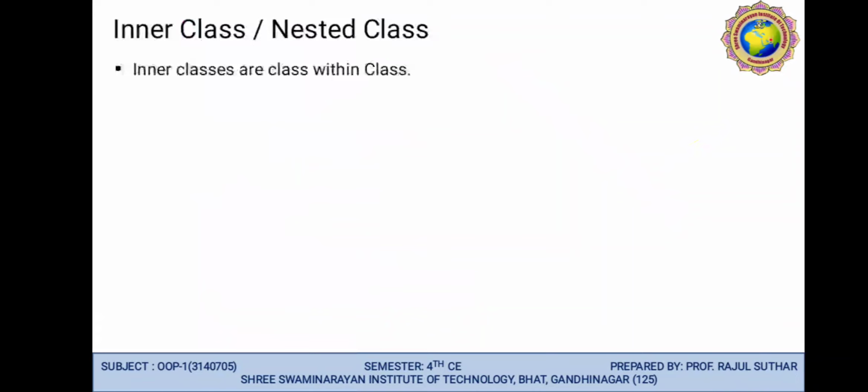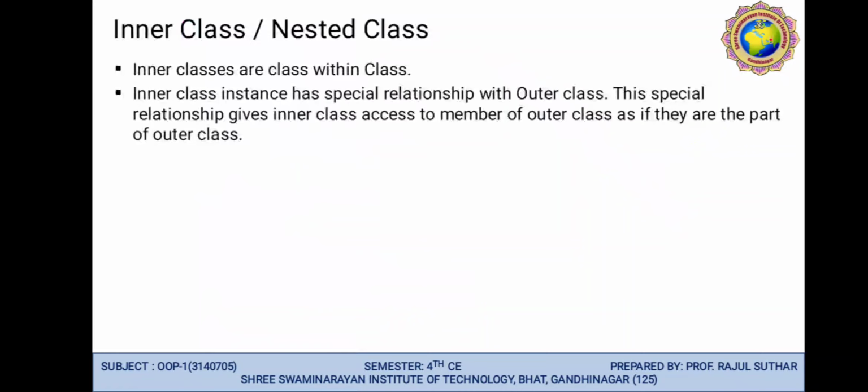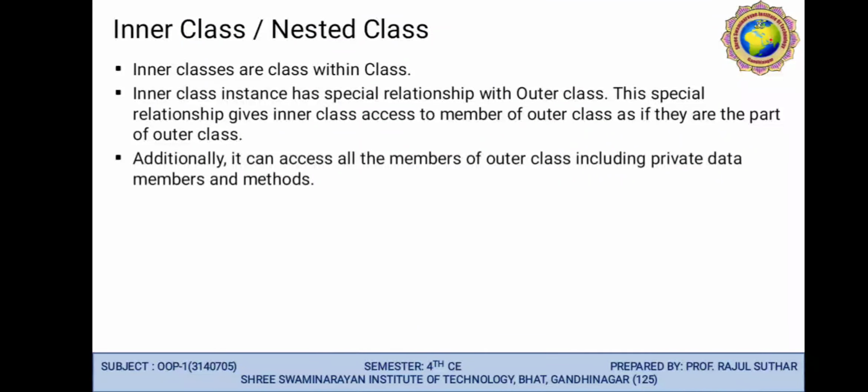Inner class or nested class. What do you mean by inner class? Whenever we are working with if, one if can contain another if. In the same way, here a class contains another class, that is called an inner class or nested class. Inner classes are classes within a class. An inner class instance has a special relationship with the outer class. This special relationship gives the inner class access to the members of the outer class as if they are part of the outer class. Additionally, it can access all the members of the outer class, including private data members and methods.